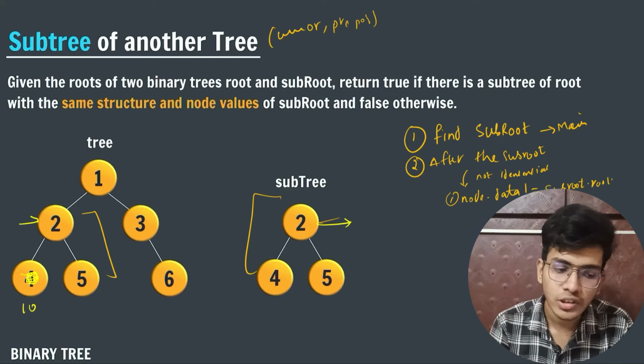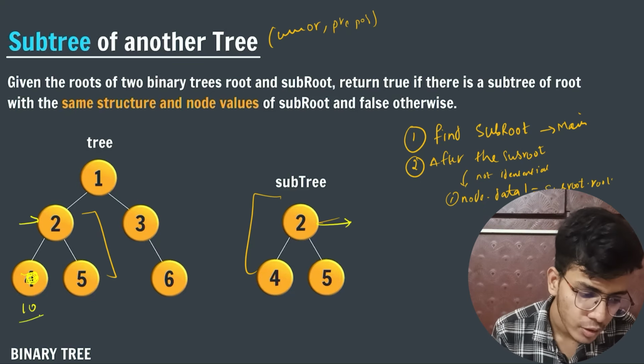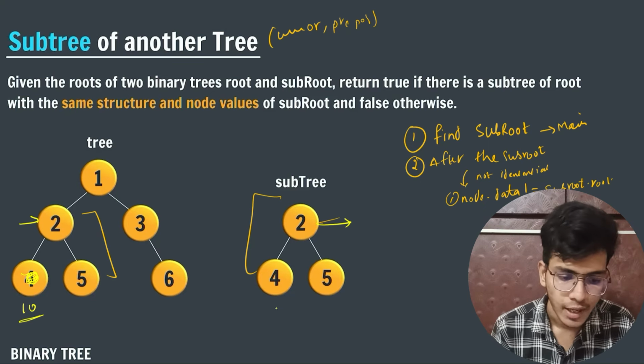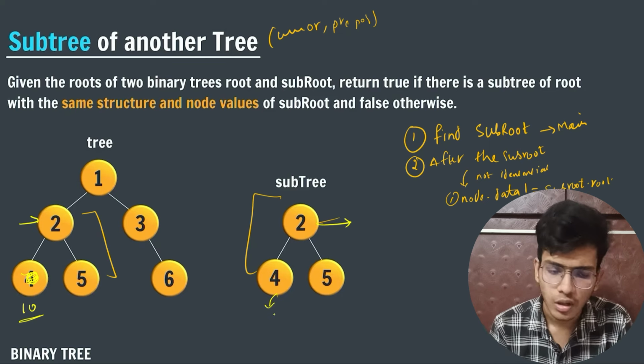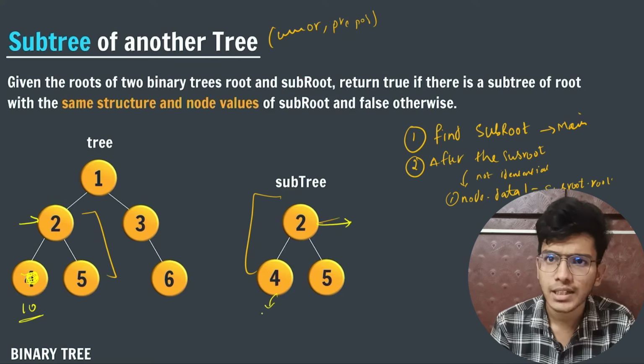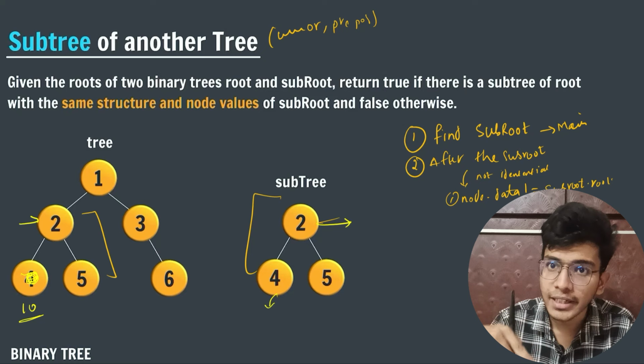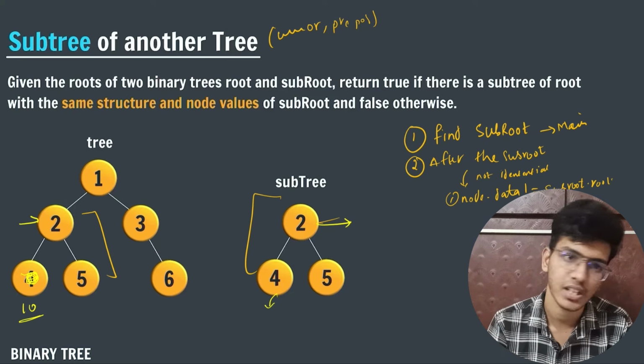Now what I will do is I will check for this particular node what is the value, 10, and for this particular subroot what is the value? 4. Both are different. If both are different, then immediately return false. This is the first condition.